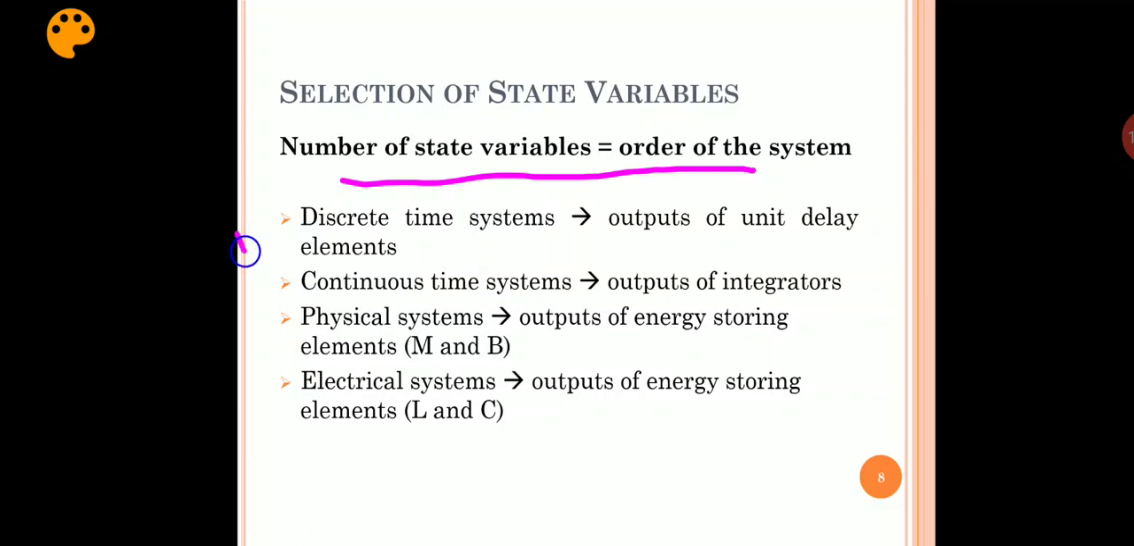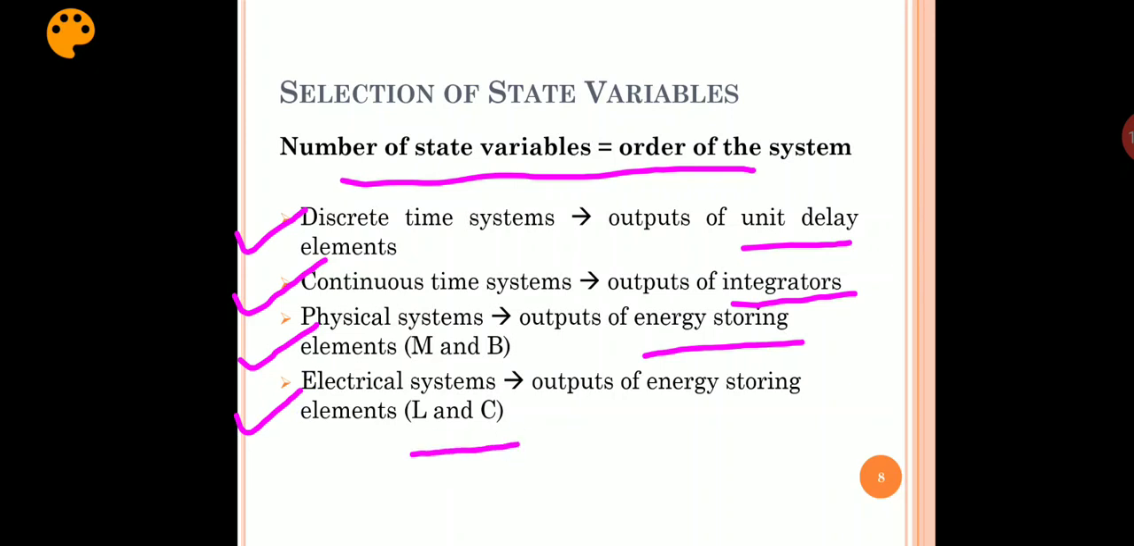In case of discrete time systems, the outputs of unit delay elements will act as state variables. It is a kind of guideline or hint for you. In case we have a continuous time system, the outputs of integrators will act as state variables. In case of physical systems, the outputs of energy storing elements will act as state variables, for example mass and damper, M and B. In case of an electrical system, the inductor and the capacitor will act as the energy storing elements, but not the resistor.